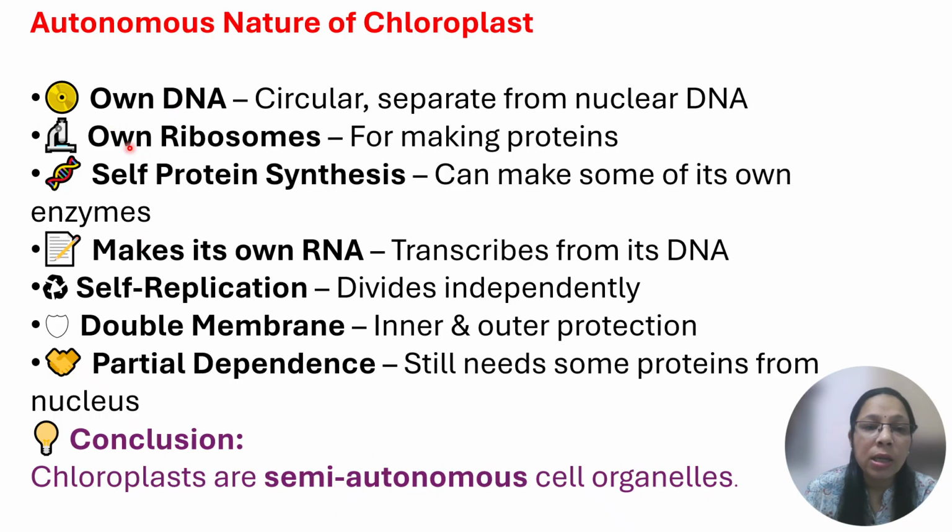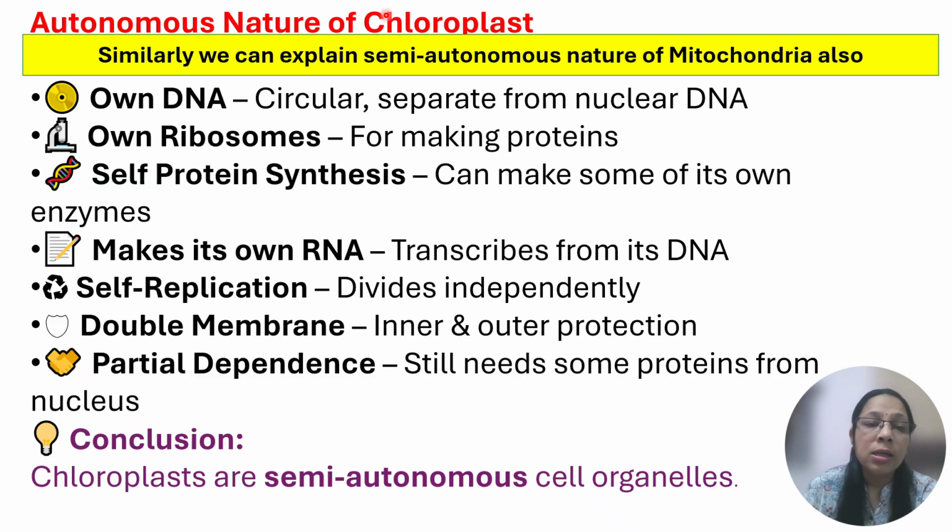They have their own DNA, own ribosome, and with the help of this, they can produce their own proteins and they replicate on their own. And similarly, we can explain semi-autonomous nature of mitochondria also, because mitochondria also shows its own DNA and own ribosome. See students, these mitochondria and chloroplast, they are cell organelles. That means they are present in one cell where already nucleus is present, where DNA is present. Still, these organelles also contain their own DNA, that is called as mitochondrial DNA and chloroplast DNA. Therefore, they are called as semi-autonomous cell organelles.